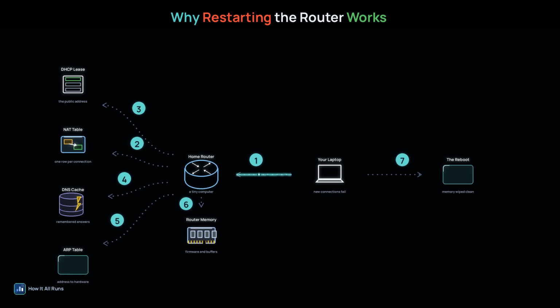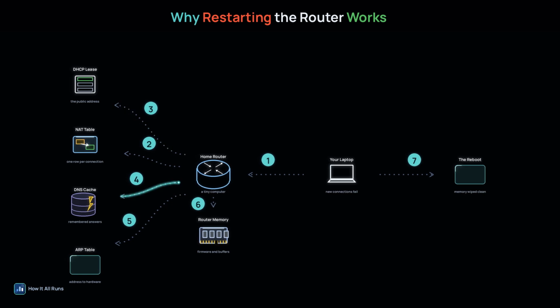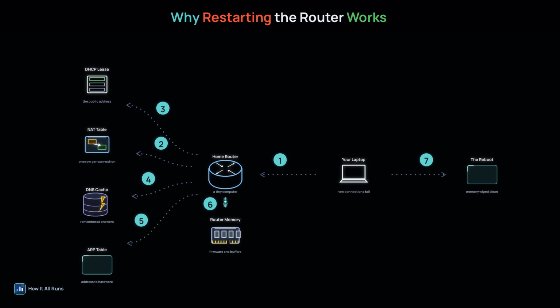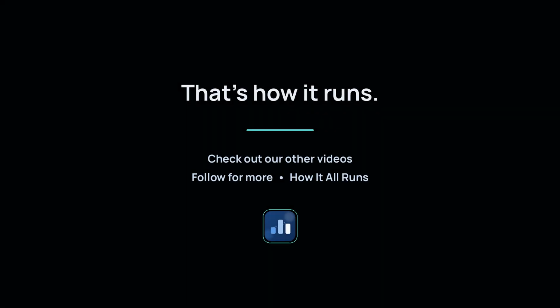So the whole picture: a translation table that fills up, a lease that goes stale, a cached name that is wrong, an address row pointing nowhere, and firmware slowly leaking underneath all of them. That's how it runs. Next time the reboot fixes everything, you will know it cleared 4 specific tables rather than performing magic, and you will know which real fix makes it stop happening.